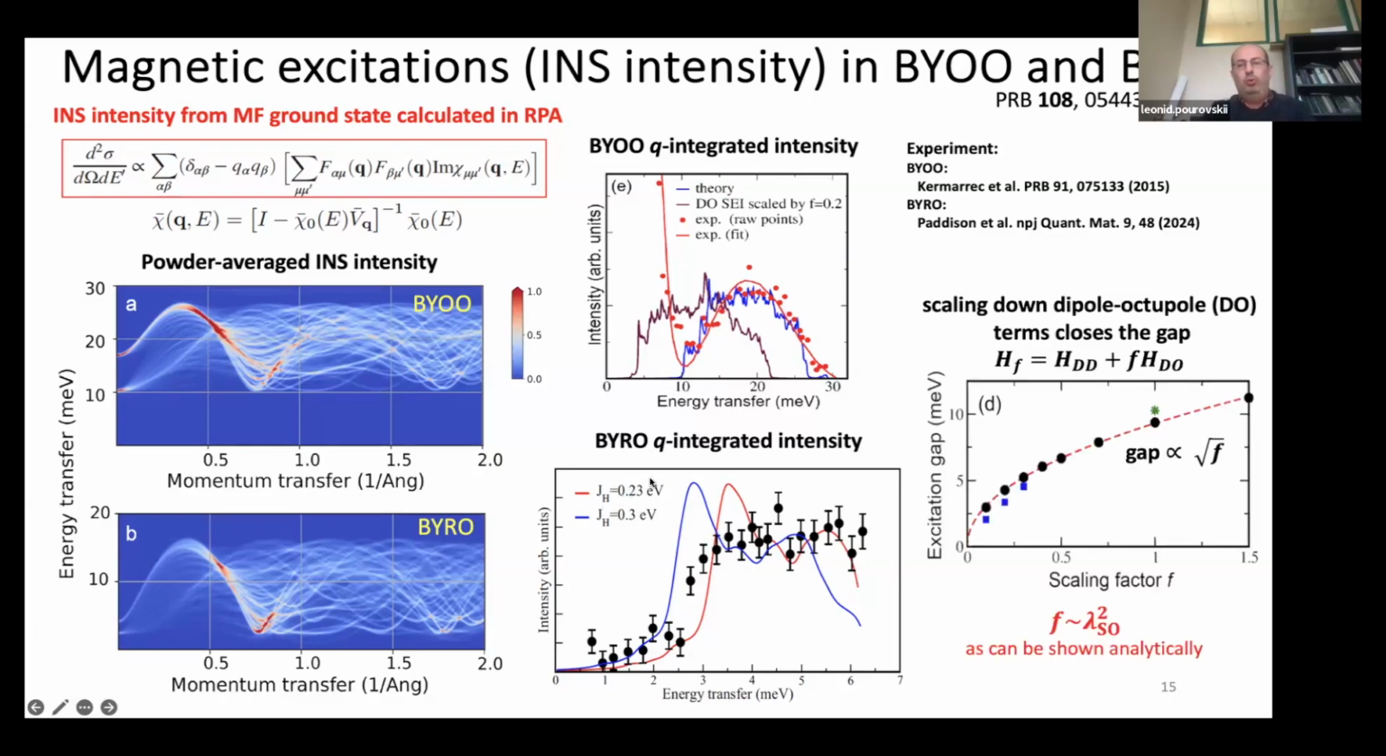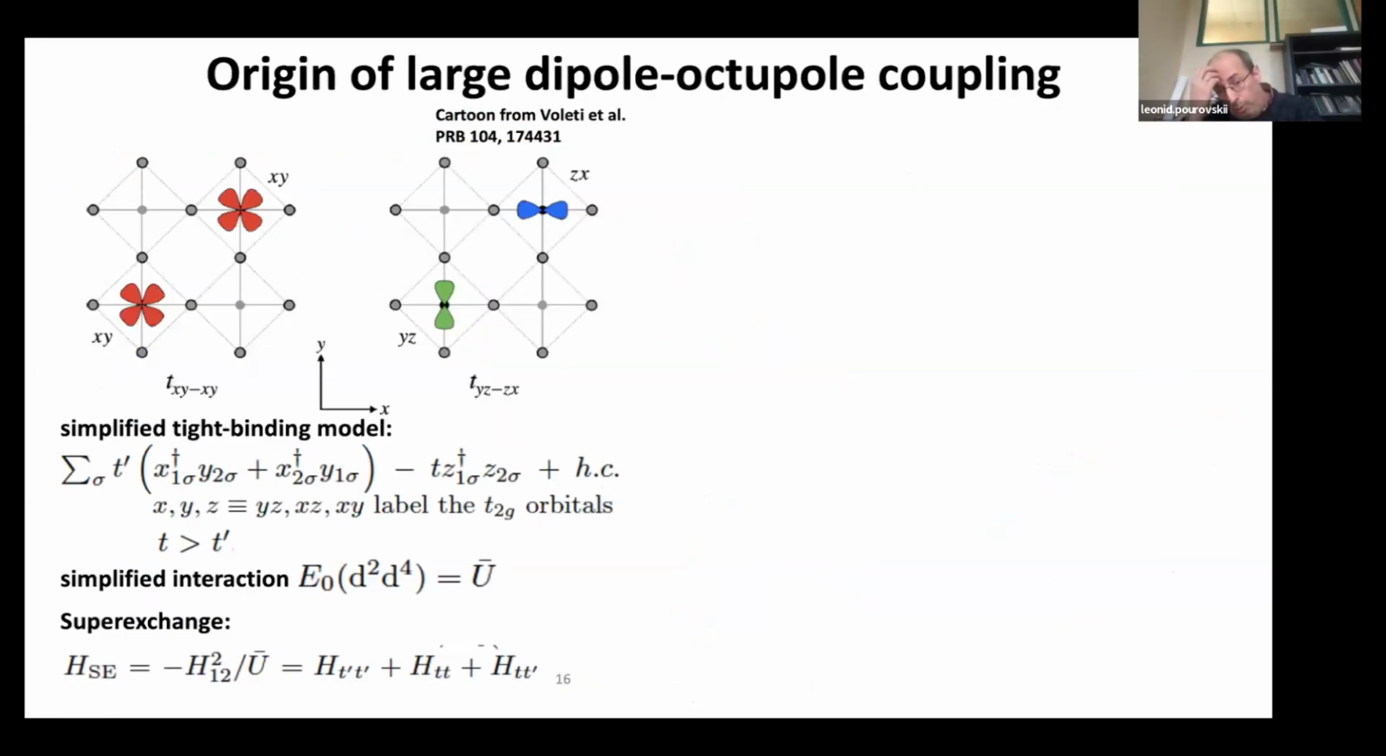Okay, so to demonstrate that the gap is induced by these terms, one can do it explicitly by multiplying these dipole-octupolar terms in the Hamiltonian by some factor f, and then scaling this factor down, and one sees that the spin gap closes roughly as the square root of f. And moreover, one can understand the appearance of these dipole-octupolar terms from analytical considerations, just introducing this kind of simplified tight binding hopping model, similar to the one which I discussed for the case of superexchange.